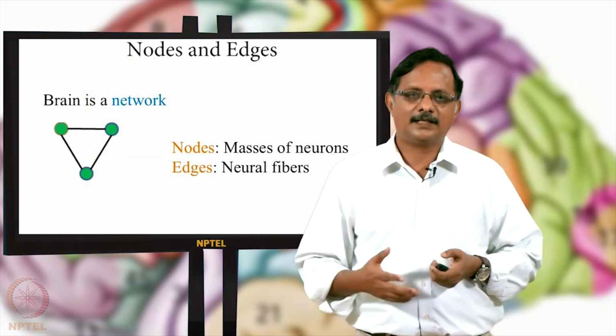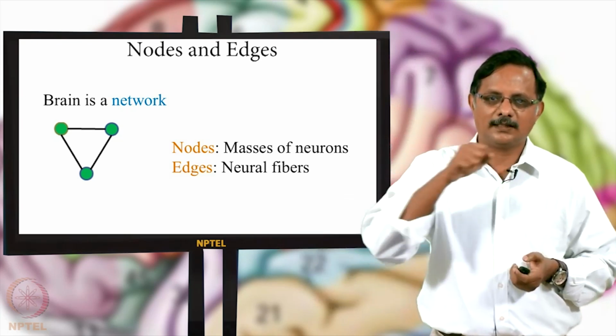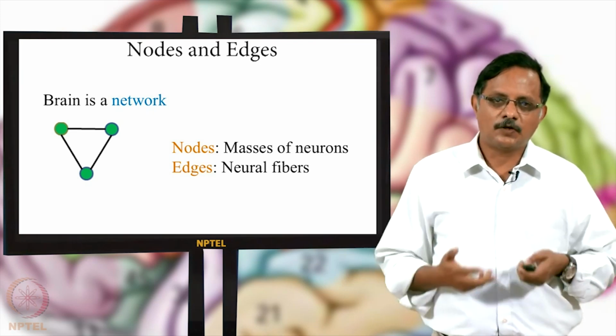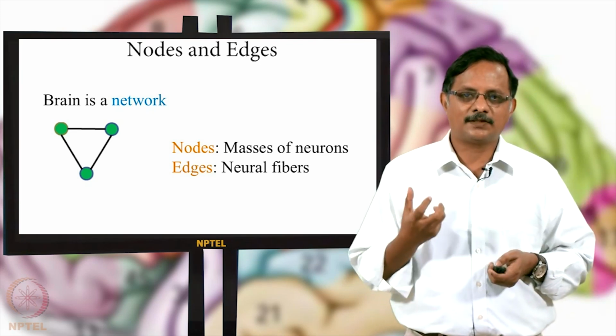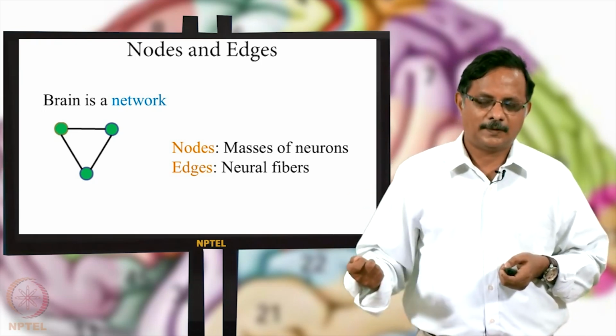Now, the brain is basically a big network, right? It is a network of neurons. So, there are the nodes in the network, and then there are the connections or the edges. In this network of the brain, the nodes are basically masses of neurons, the cell bodies of the neurons, and the edges are the neural fibers.